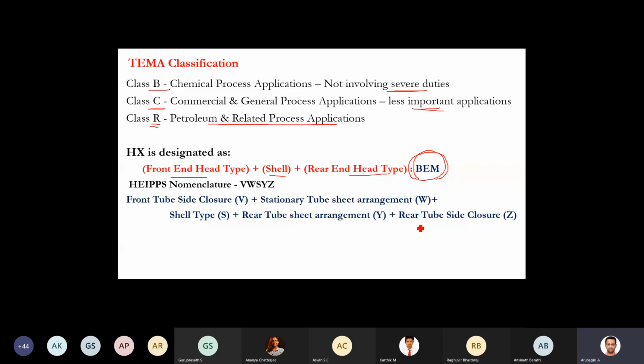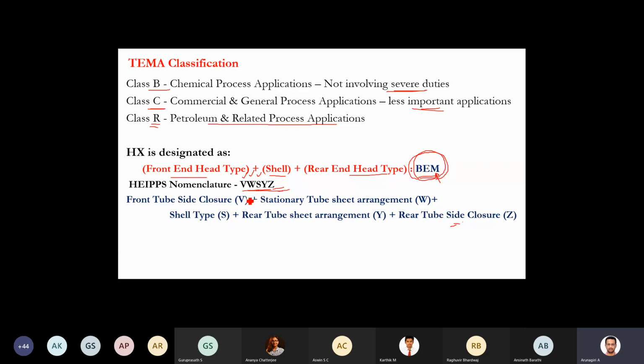This designation is normally used to represent the heat exchangers in the process plant. Different nomenclatures are there. One is this three component method. Another one is called the five component method. You have five different things. One is the front tube side closure, which is similar to your front end head type. Then the rear end head tube side closure, which is similar to the three component classification method. Okay.